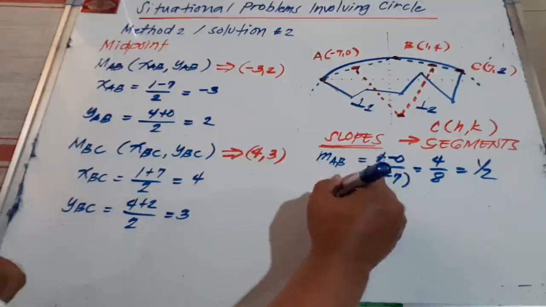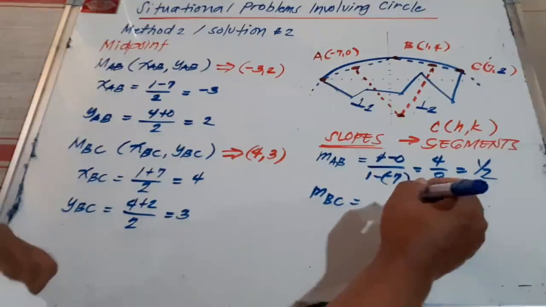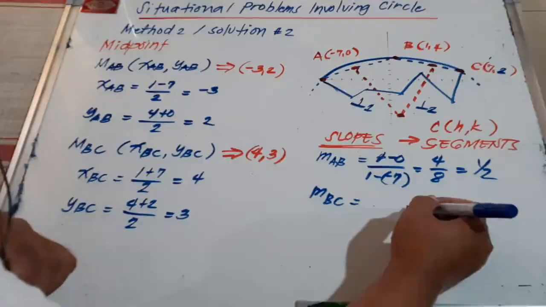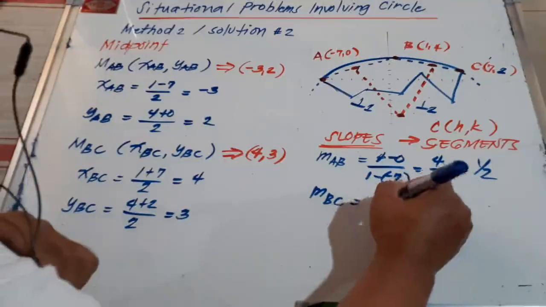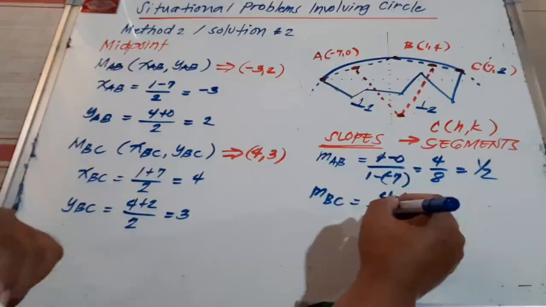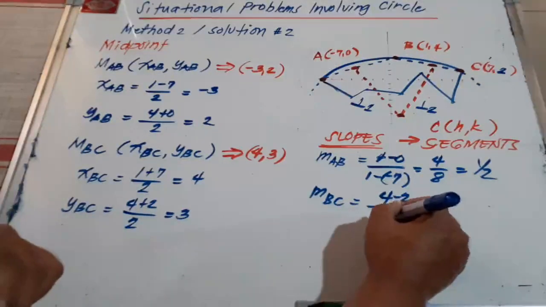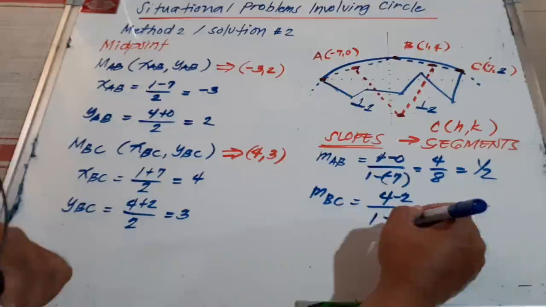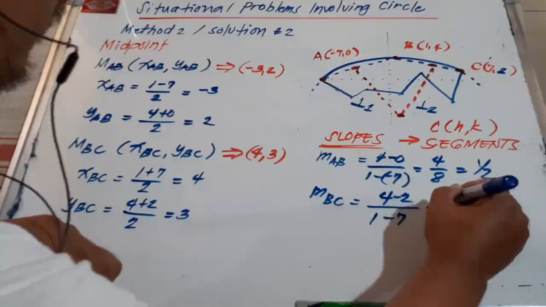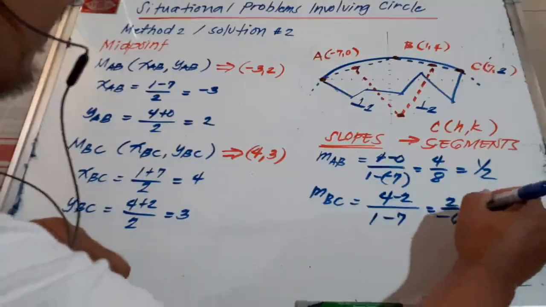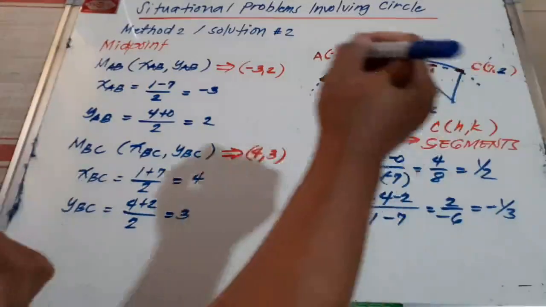Then, for the slope of the other segment, we have difference ng ating ordinates. That is 4 minus 2, all over yung difference ng ating abscissas. 1 minus 7. So, we have 2 over negative 6. We have negative 1/3. Okay.